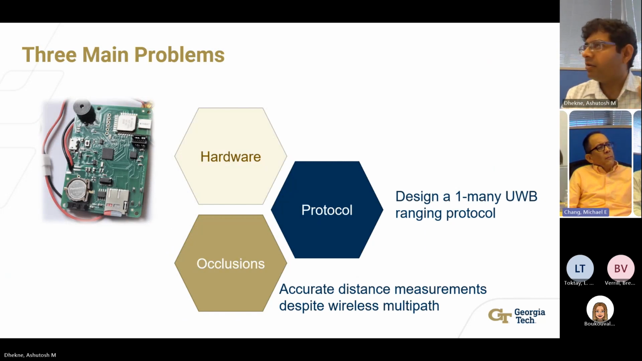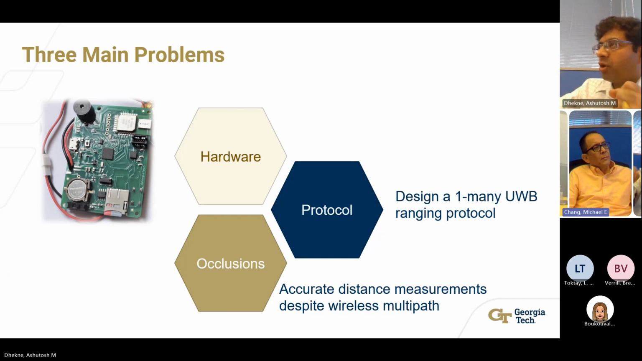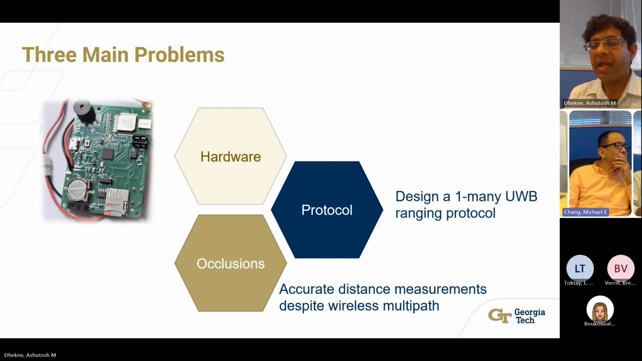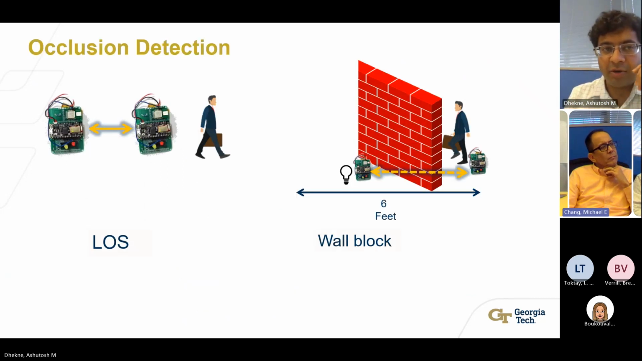One is hardware. What is the hardware that we would have, which would beep after this distancing and so on. Second is how do you design a one-to-many ranging protocol to allow distance measurements between many such cards? And how do you perform accurately despite some obstructions, people walking, aisles being present, etc.? It becomes a difficult problem.